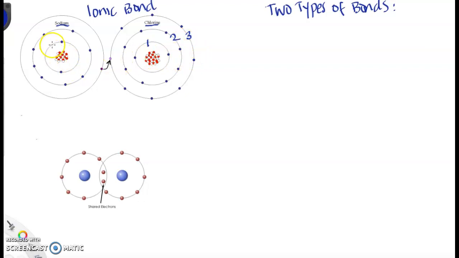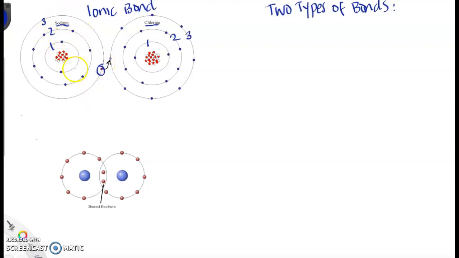So the first shell of an atom is always no more than 2, the second one is 8, the third one no more than 8, and the fourth one and so on, always no more than 8. An electron that is happy has a full outer shell. So sodium has 3 shells: 2 in the first one, 8 in the second one, and now the third one has 1 electron.